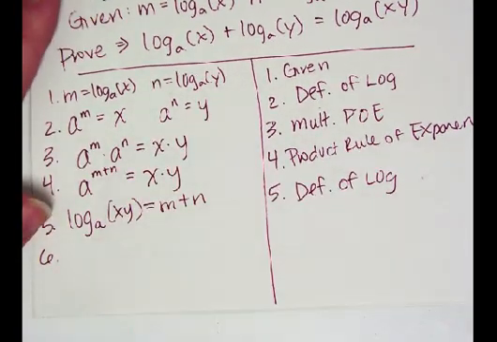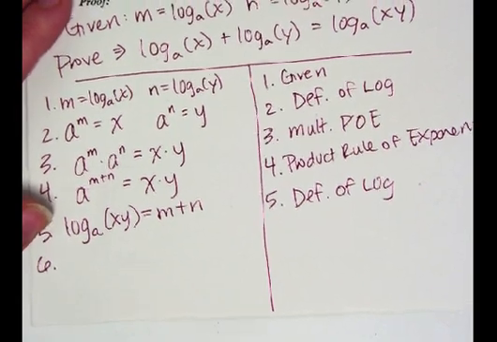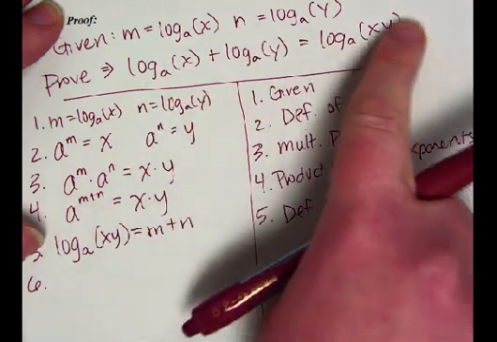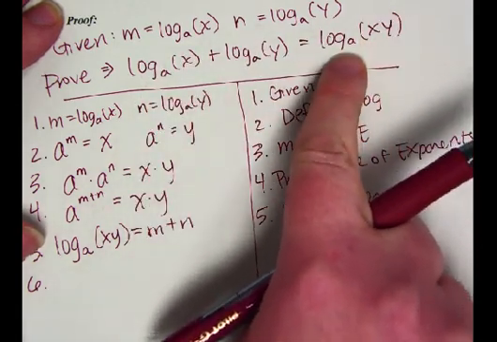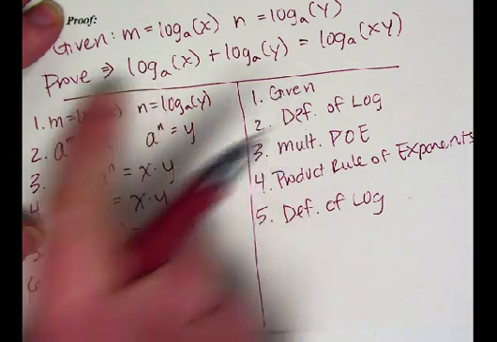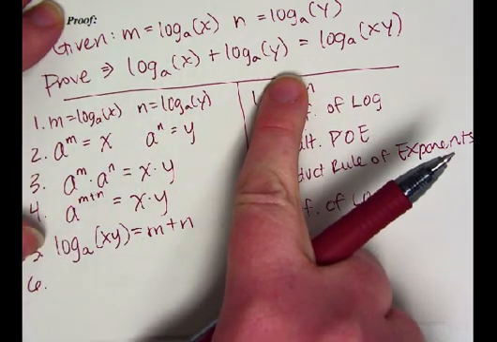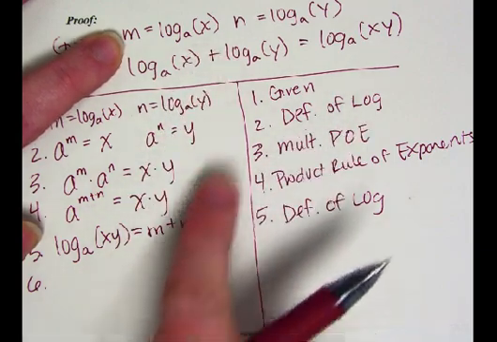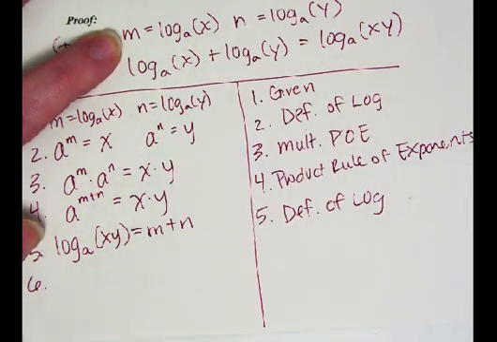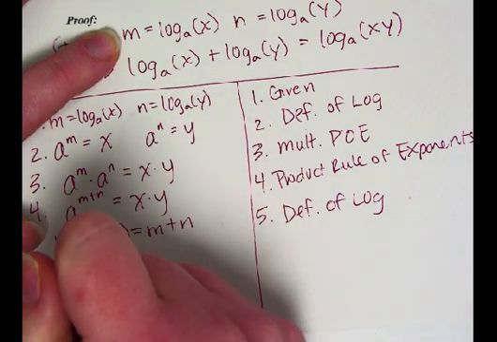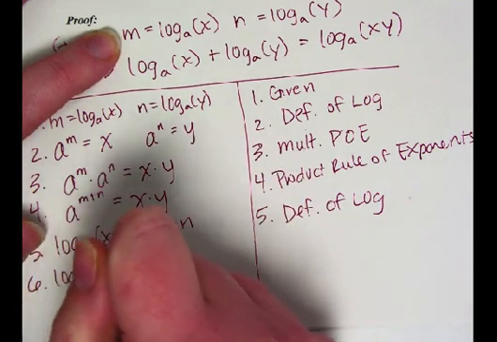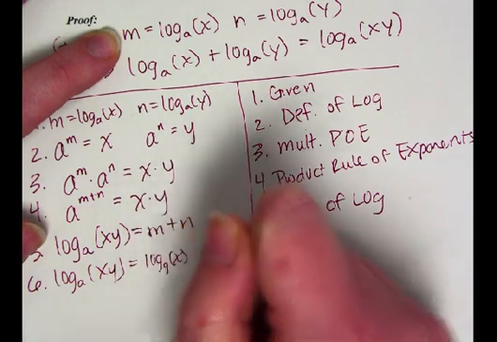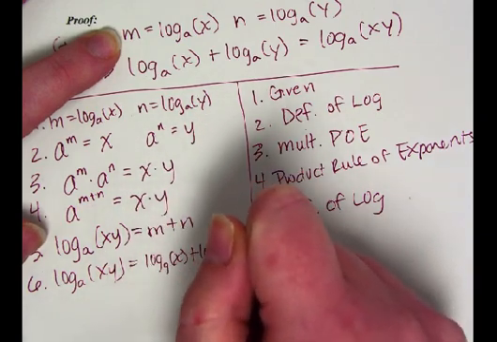Okay, I bet you can see what our last step is going to be. Okay, we are almost to our proof step. Okay, we have log base a of xy. We just need the other side to say log base a of x plus log base a of y, which we know m equals log base a of x and n equals log base a of y. So by substitution, we're there. Okay, log base a of xy equals log base a of x plus log base a of y.